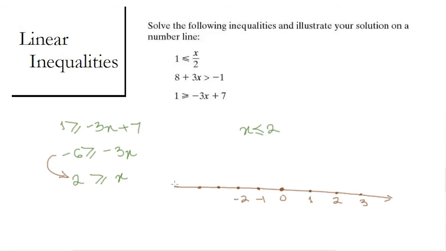So under these circumstances, when we had negative 6 is greater than or equal to 3x, we had negative 6 somewhere over here being greater than some other number. When you multiply by a negative number, the relationships flip around. So here's an example of what I mean.